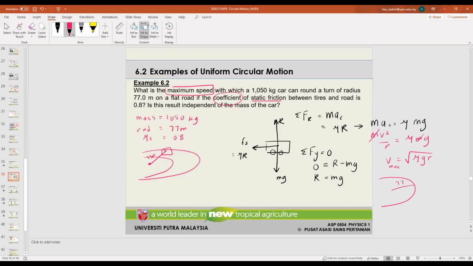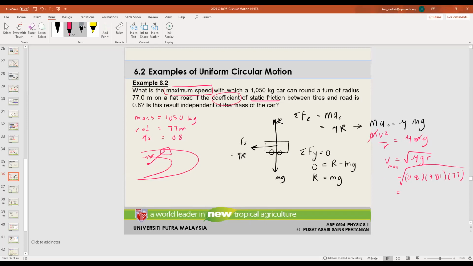Let's solve first. Mu is 0.8 times 9.81 times the radius, which is 77. 0.8 times 9.81 times 77 is 604. Square root of that is 24.58. So my maximum speed should be 24.58 meter per second.